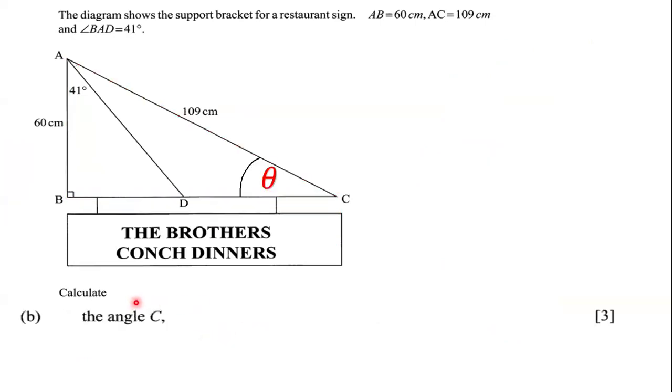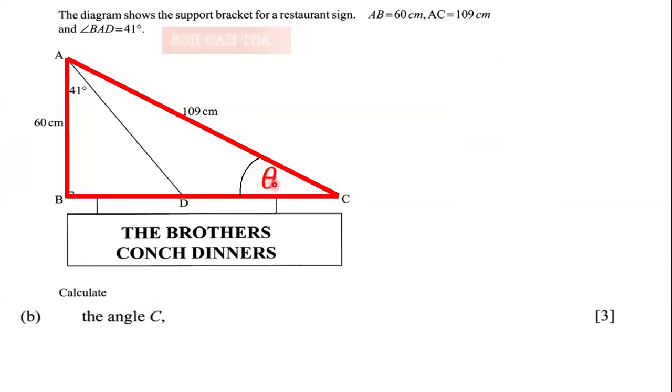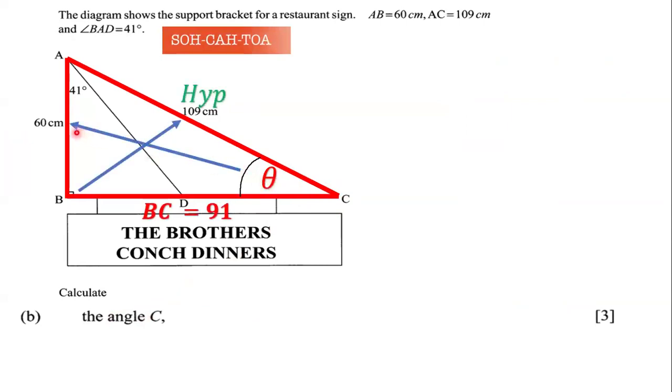Next, here our goal is to calculate angle C. Now we are looking at this right angle triangle, and theta is the angle that we're trying to find, which is C. We call it theta. That's the missing angle. Now, the side that is opposite the missing angle is what we call the opposite side. So this is the opposite side right here, 60 centimeters. The side that is opposite the right angle is the hypotenuse, and the side that we just found out is the adjacent side.